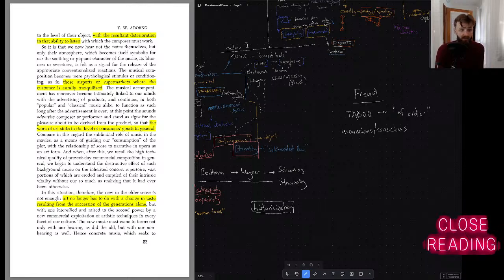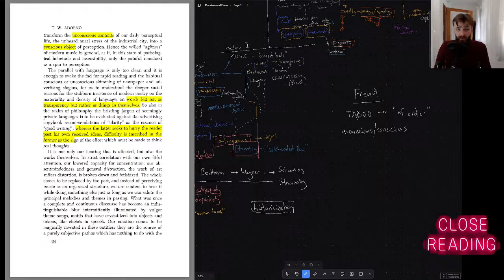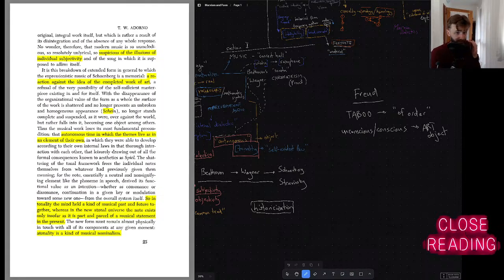Hence, concrete music, which seeks to transform the unconscious contents of our daily perceptual life, the unheard aural stress of the industrial city, into a conscious object of perception. So there is this idea that Jameson's introducing that art and the art object has something to do with this dynamic between the unconscious and the conscious. Okay, let's keep going to get all of the different language so that we can take them all in turn.